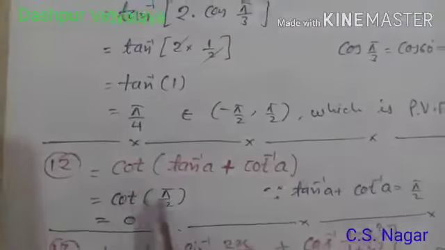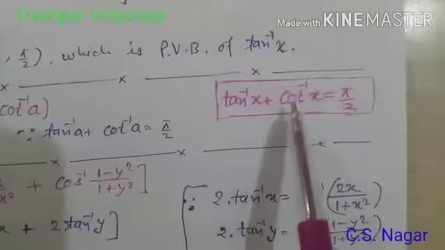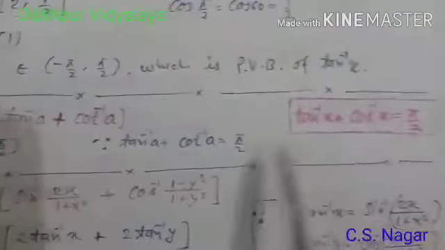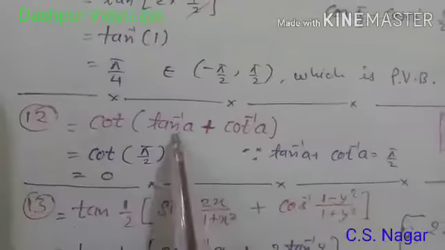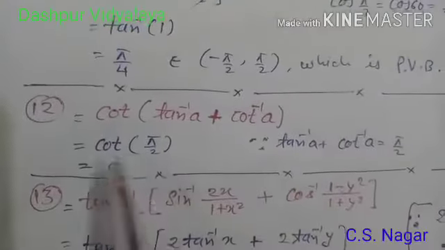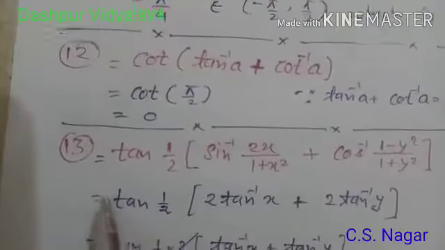Question number 12. Cot of tan inverse a plus cot inverse a. Since we know that tan inverse x plus cot inverse x is pi by 2, here tan inverse a plus cot inverse a is pi by 2. So in place of tan inverse a plus cot inverse a, write pi by 2, and cot 90 is 0. Next, question number 13.